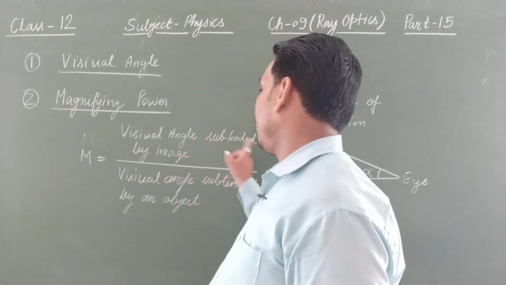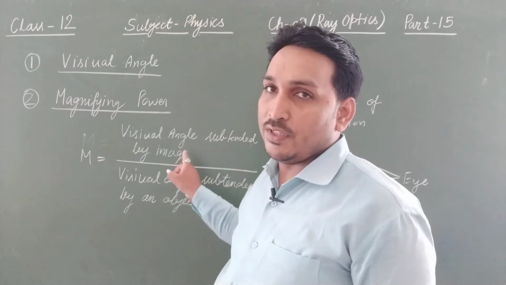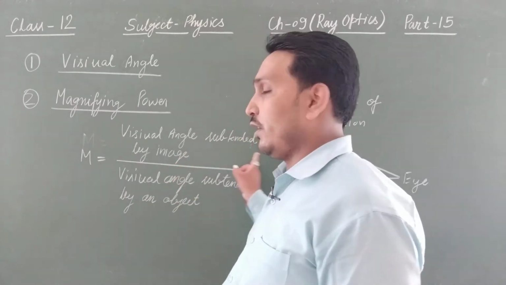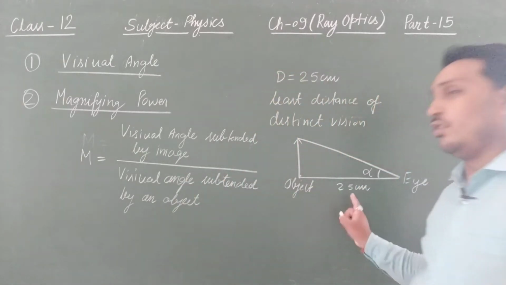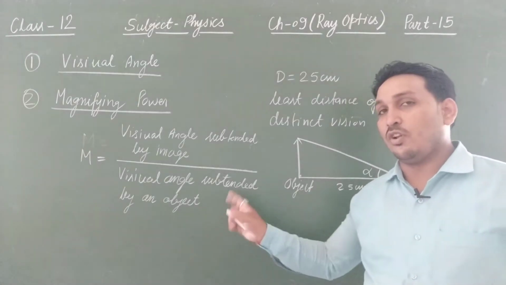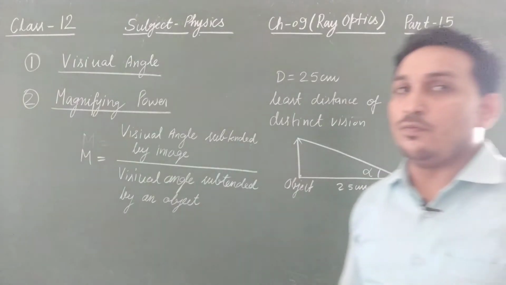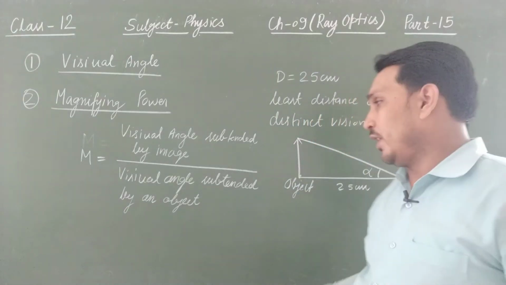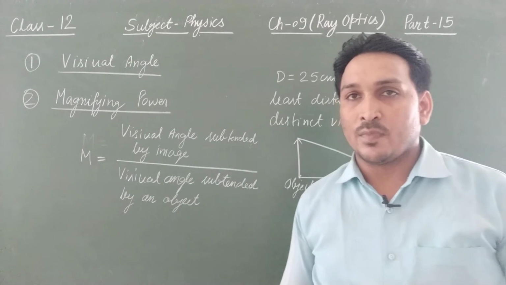So the visual angle subtended by the image formed at infinity or at capital D. If it is infinity, then the corresponding visual angle of the object is taken. If it is at D, then also the visual angle of the object is taken. The object has to be kept at 25 centimeter. For simple microscope and compound microscope, the object is always at 25 centimeter. For telescope, since a telescope is used to view far distant objects, the visual angle is for the object placed at infinity.